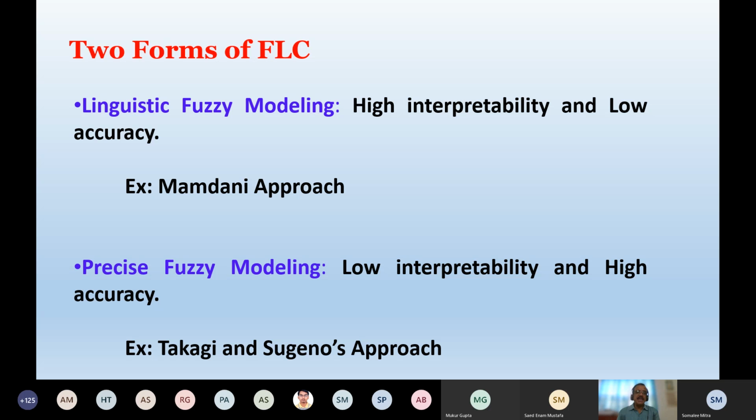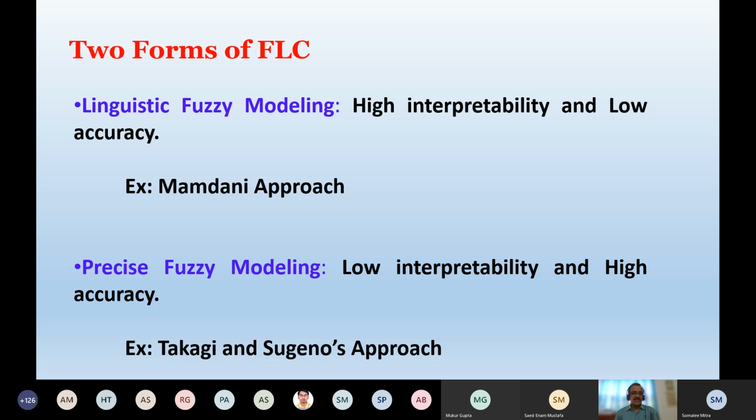And what do you mean by accuracy? All of you know that it is the deviation between my calculated output and my target output. That is nothing but the precision or the accuracy. Now, if I get high interpretability, but unfortunately we will be getting low accuracy, that is called linguistic fuzzy modeling. An example is the Mamdani approach, which I'm going to discuss in detail.